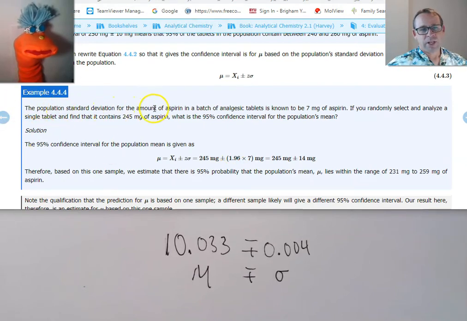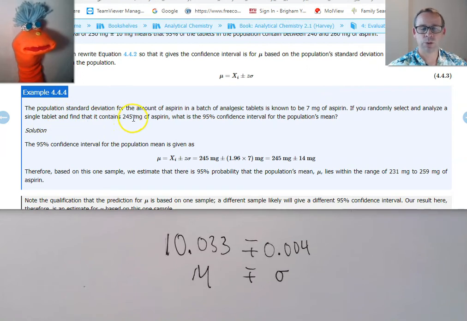The standard deviation is 7 for a group. That means that 68% of all the values range within plus or minus 7 milligrams of aspirin. So if you randomly select and analyze a single tablet and it contains 245 milligrams of aspirin, what's the 95% confidence interval for the population's mean?